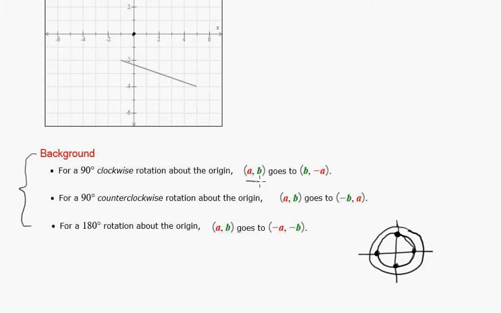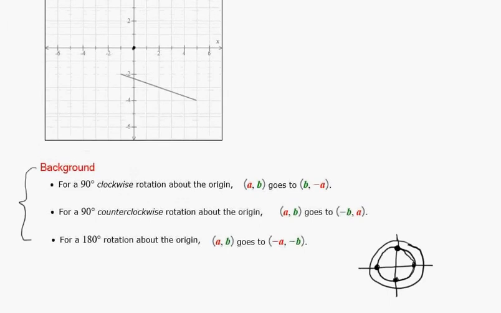So notice what happens. For a point here, the X value becomes the Y value but negative, and the Y value becomes the X value but positive. And then over here, the X value becomes the Y value but stays the same, I should say, and the Y value becomes the X value but it changes.